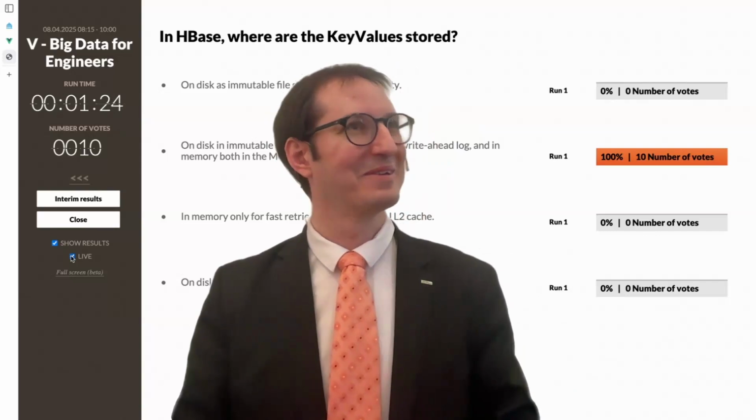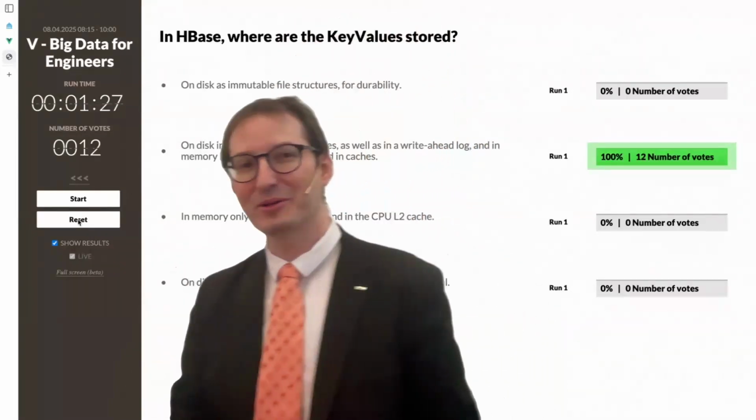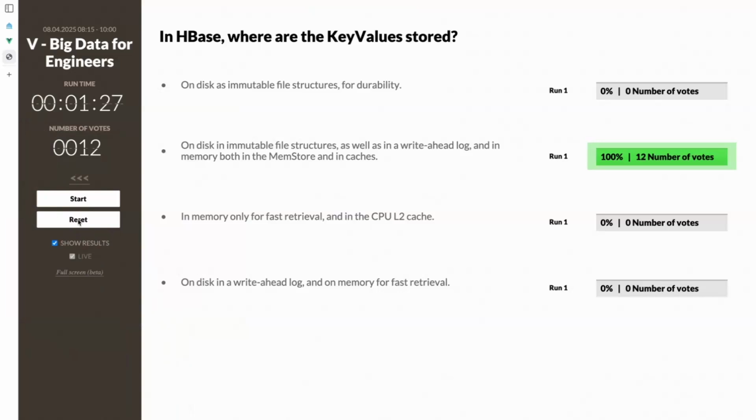Oh, wow. That's so great. You follow everything 100%. Indeed, absolutely. It is stored on disk. That's these HFiles, right? Where we have sorted lists of key values together with some index to find them faster.